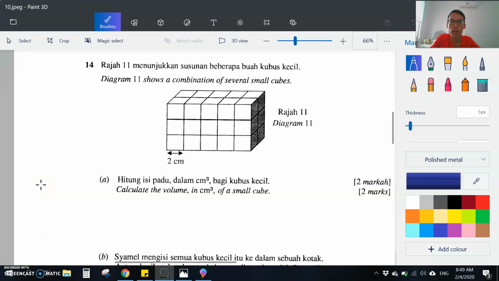Okay, let's continue with our discussion. Okay, question 14. Calculate the volume of a small cube.